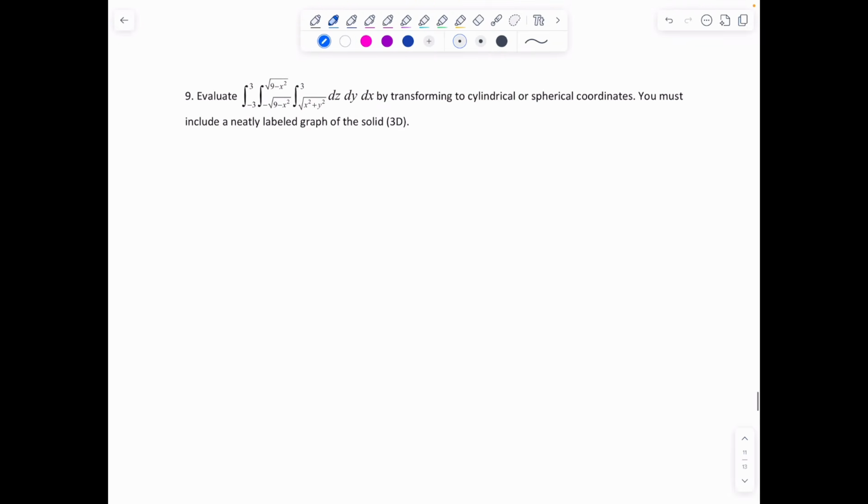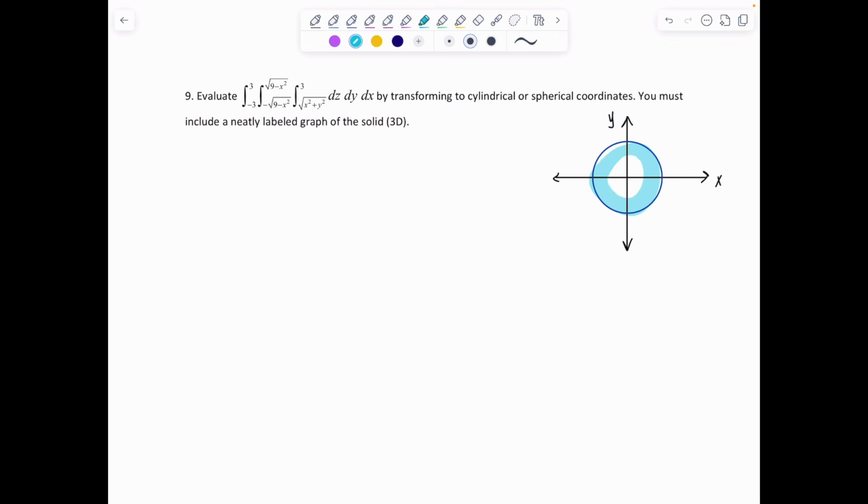It's getting easier from here on out. Don't worry. Evaluate the following triple integral by transforming to cylindrical or spherical. You must include a neatly labeled graph of the solid, 3D only. Hopefully you can tell by now, in the XY plane, this is the entire circle centered at the origin, radius 3. Can you tell that? Because x goes from -3 to 3, y goes from top half to bottom half of a circle, radius 3. So that's the whole circle. That is the whole circle. I didn't need them to give me a 3D graph because hopefully this was so painfully obvious. That was my hope. I don't know. I'm actually recording this before they take the test.